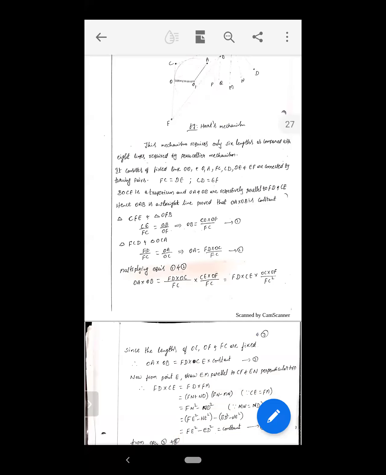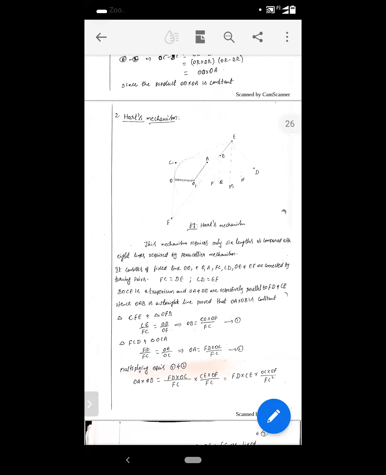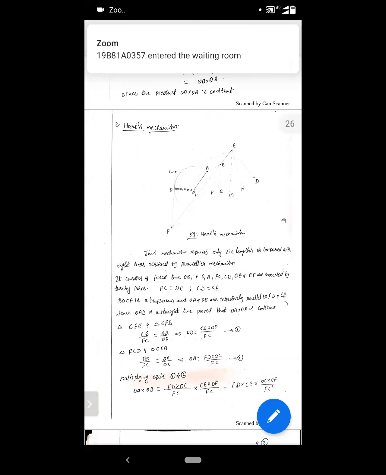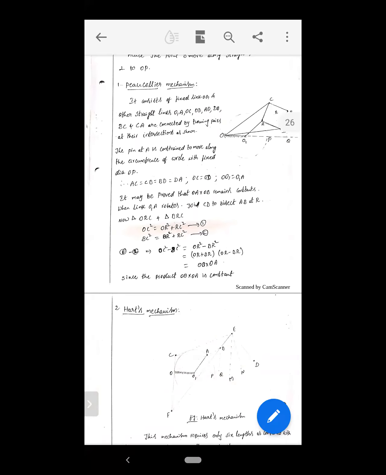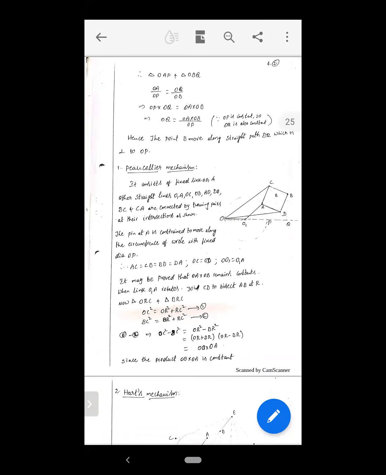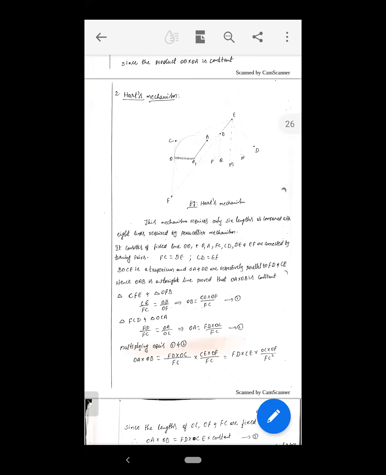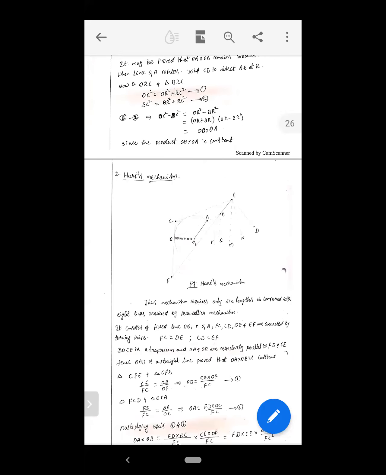Let us rewind the earlier class. That is what we discussed in the earlier class: the exact straight line motion mechanisms, the Peaucellier motion mechanism and the Hart mechanism, where we achieve straight line motion. That has already been seen in our diagram.